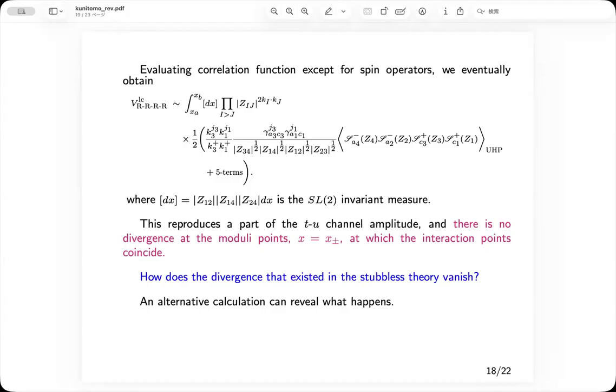And we eventually obtain this form, and this reproduces a part of the TU channel superstring amplitude, and there is no divergence at moduli points at which the interaction points coincide. So at least in the massless four-string vertex, there is no divergence. So how does the divergence that existed in the stubless theory vanish? An alternative calculation can reveal what happens.